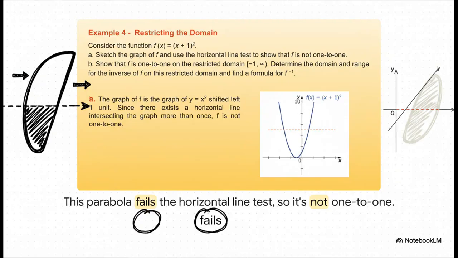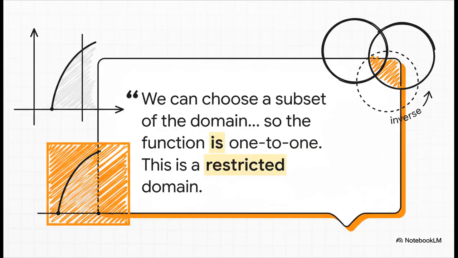Let's circle back to our old friend, the parabola, y equals x squared. We already know it fails the horizontal line test, right? As a complete function, it can't have a simple inverse. Why? Because you get the same output from two different inputs. It's not one-to-one. So how do we solve this? Well, if you can't follow the rules, you change the rules.